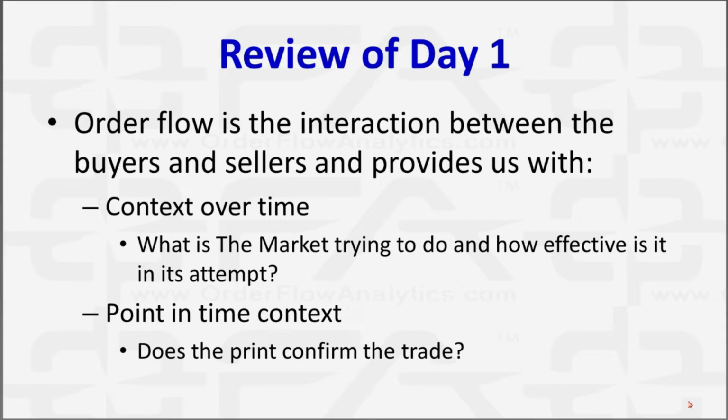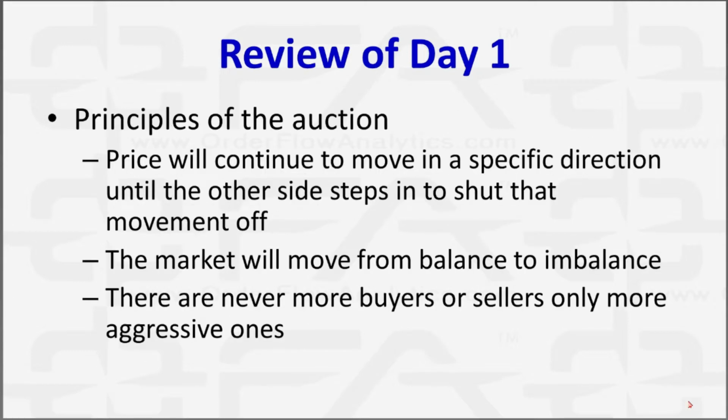Again, order flow is the interaction between the buyers and sellers, and it also provides us with context over time. And context over time is what is the market trying to do and how effective is it in its attempt. And then also a point in time context. And basically what we're looking at at that point is, does the print confirm the trade? Am I seeing what I want to see between buyers and sellers to get into a trade?